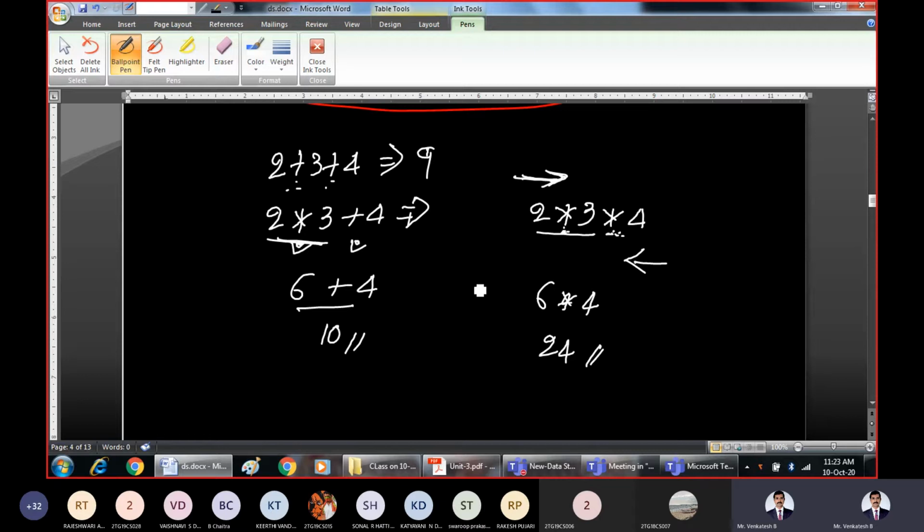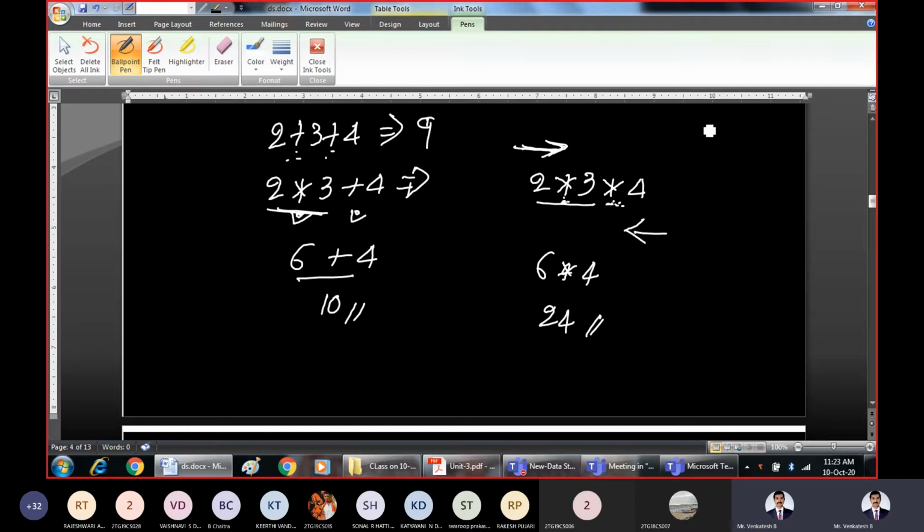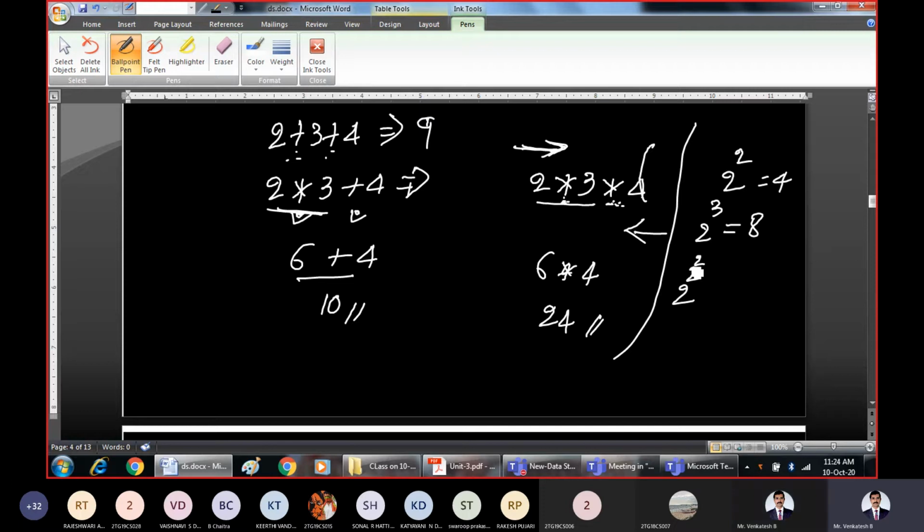Say for the same, I'll take one more example. If you want to calculate 2 raised to 2, this is the power operator. In mathematics, we know that 2 raised to 2 is how much? It is 4. 2 raised to 3 is how much? It is 8. Now, if I have something like this, 2 raised to 2 raised to 2, how will you solve this?